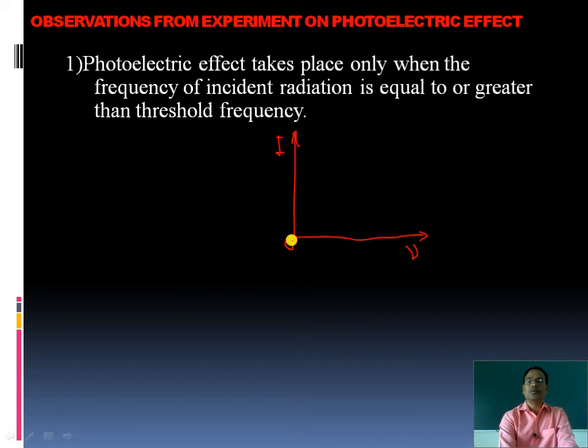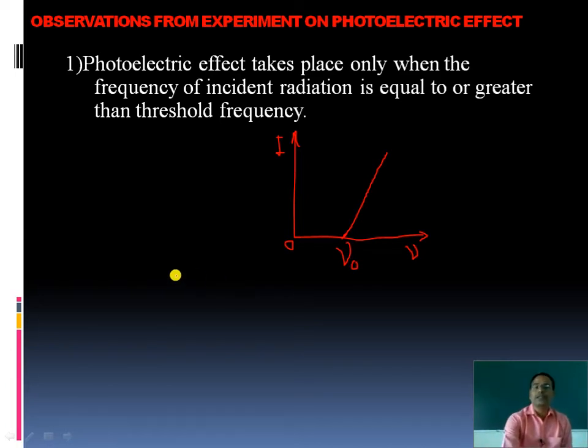It is 0. So on the x-axis we take the frequency of incident radiation, on the y-axis there is photoelectric current. Initially both the values are 0. If we go on increasing the frequency of incident light like this, initially there is no photoelectric emission, but as soon as this value reaches a particular value, then photoelectric current starts and it goes on increasing with increase in frequency. So this frequency is called the threshold frequency.